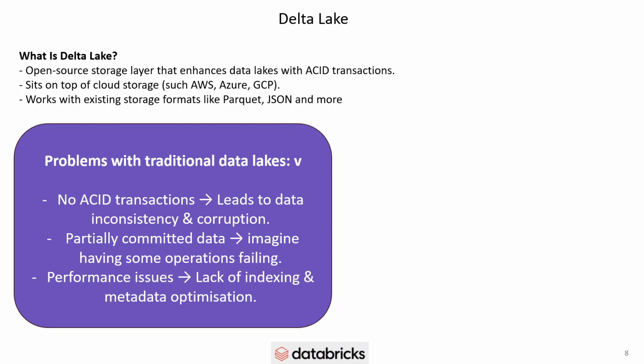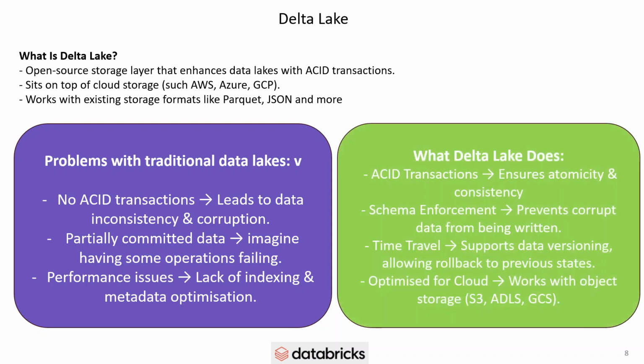Partially committed data. So imagine having some operations fail, but the data still transferred across. So you haven't got the full data. You've got performance issues such as lack of indexing and metadata optimization. So what does the Delta Lake do?